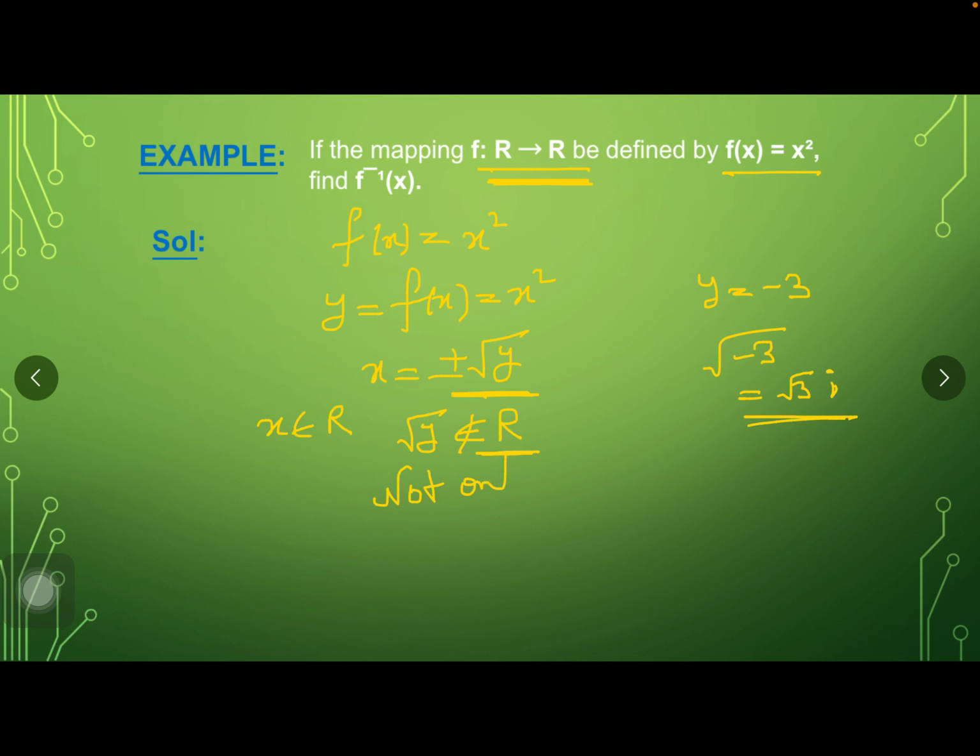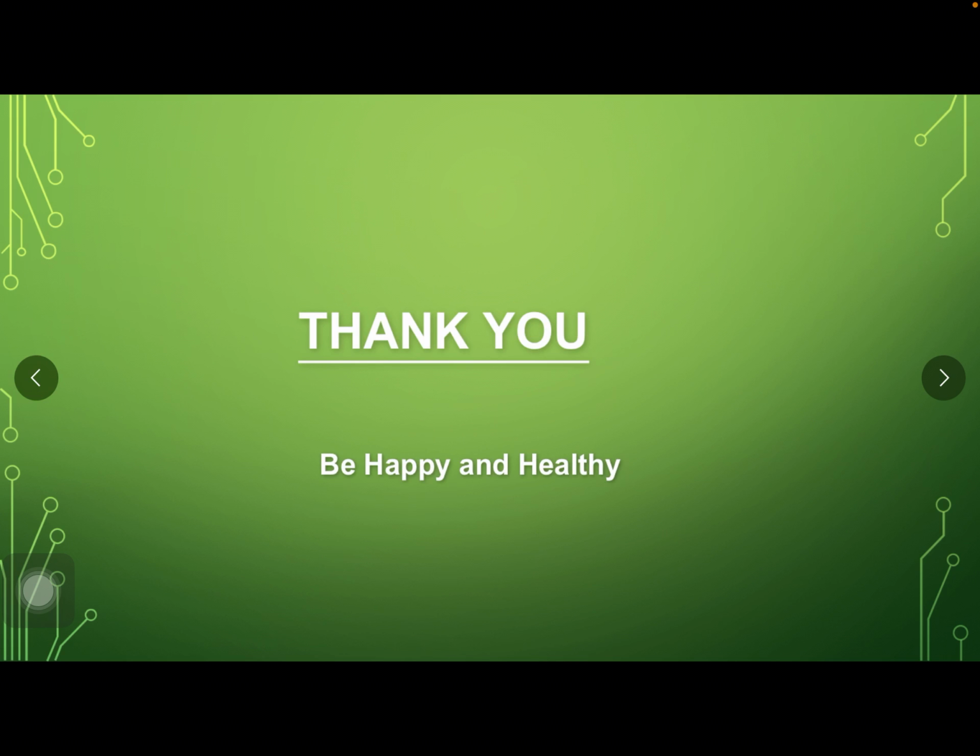Our function is real number to real number, and we get an imaginary number. So the square root of y doesn't always belong to the real numbers. So it shows that this is not an onto function. And if it is not onto, it means that our f inverse(x) does not exist, right? The inverse exists only if our function is 1-1 and onto. If our function is not 1-1 or onto, then f inverse doesn't exist. Clear? How to show that and how to find the inverse of the function.